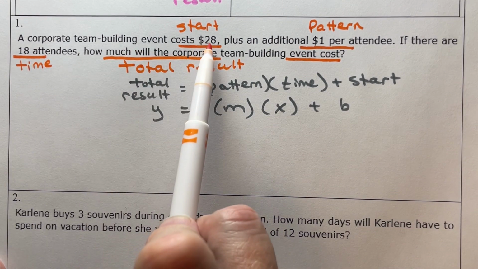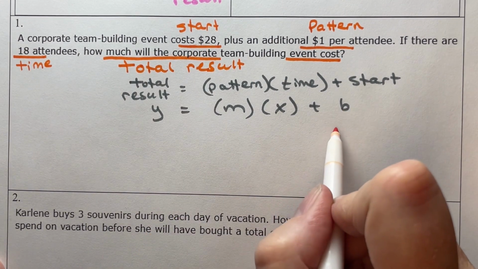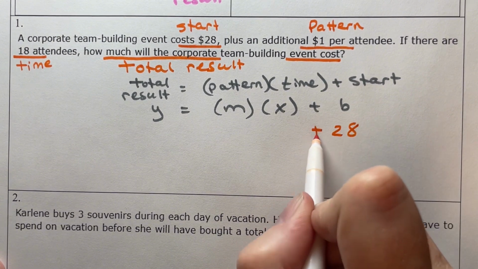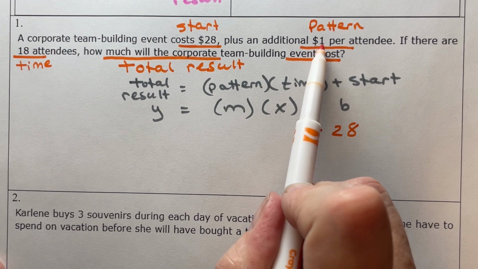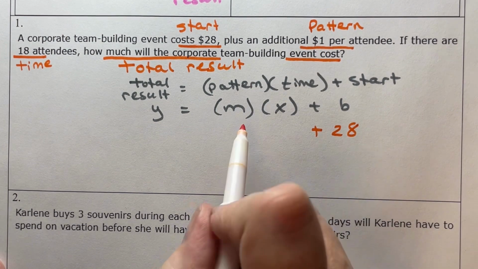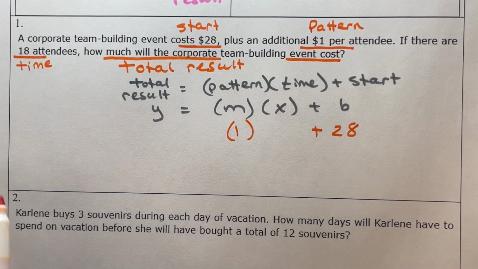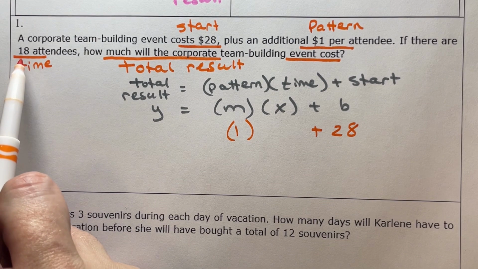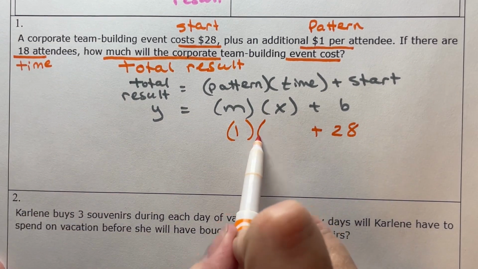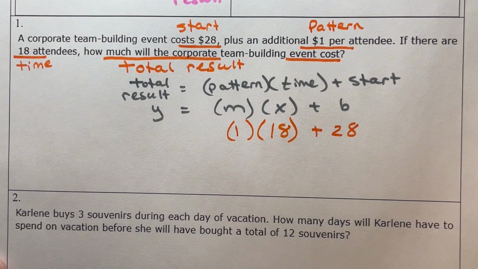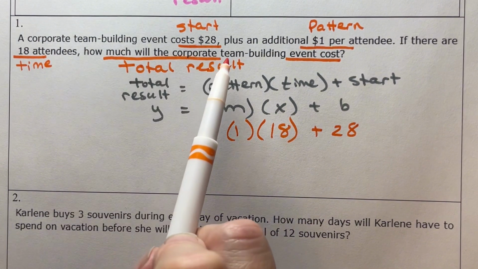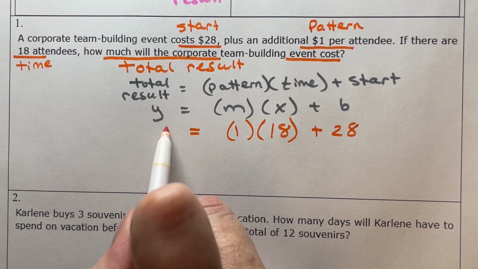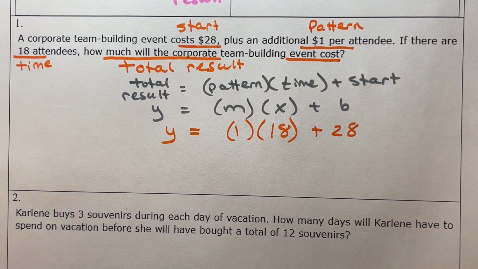We know that 28 is the start. And we know that there is $1 per attendee. That's my pattern. We know that this is happening 18 times. It is my number of attendees. And we have to find the total cost of the event. We actually need y. There it is.